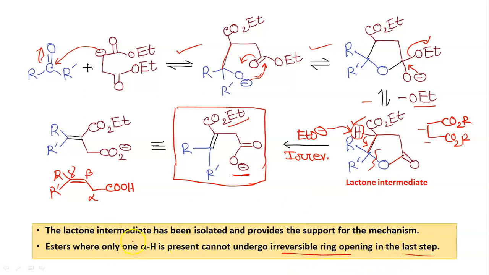But if the second alpha hydrogen is not present, that means if there is only one alpha hydrogen, suppose there are some substituents like this, then the second alpha hydrogen will not be present. As a result, this irreversible ring opening, which is basically driving the whole process in the forward direction, will be retarded. Then we will not get our desired product. So two alpha hydrogens must be present.